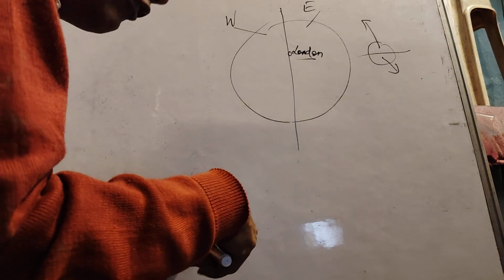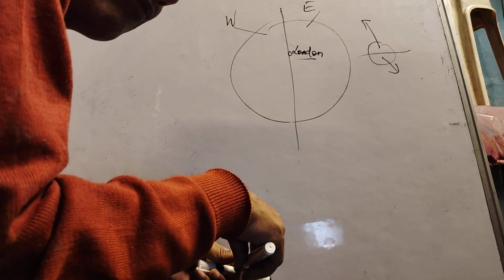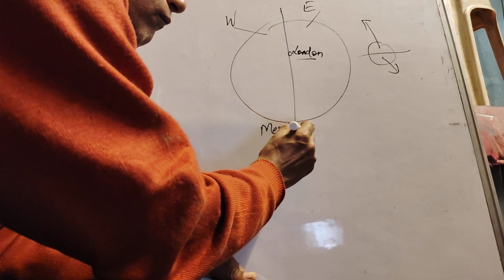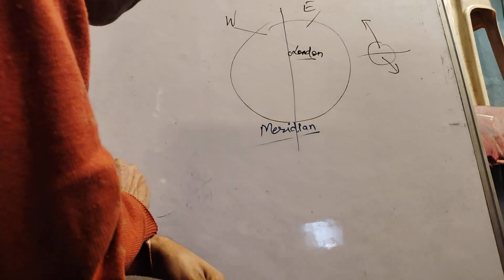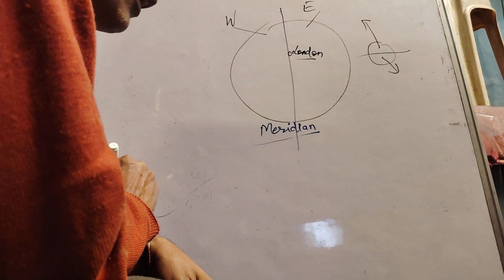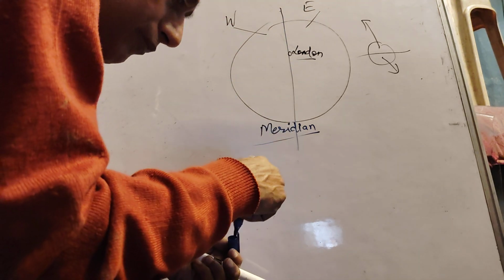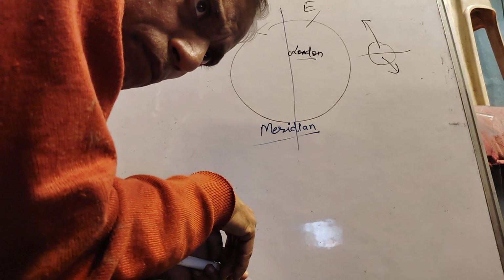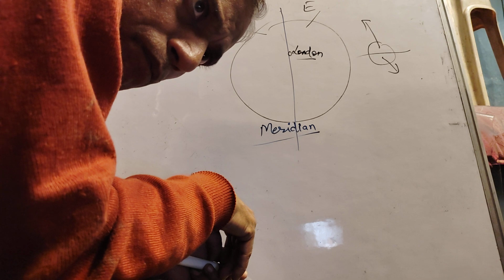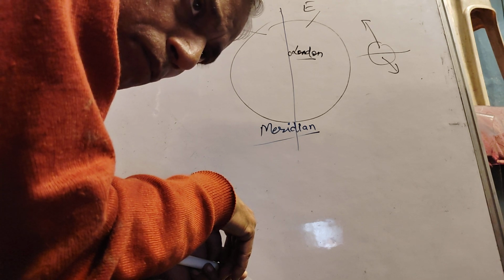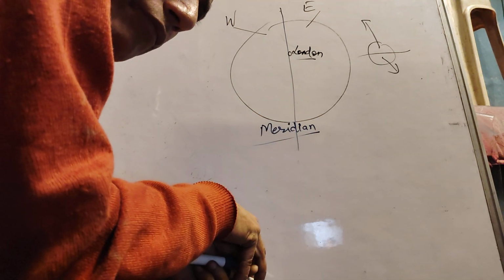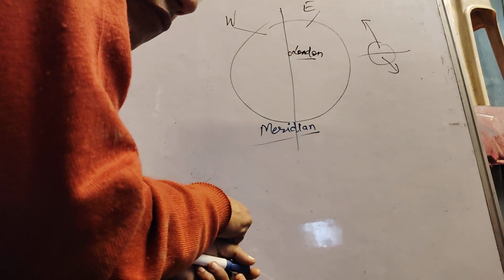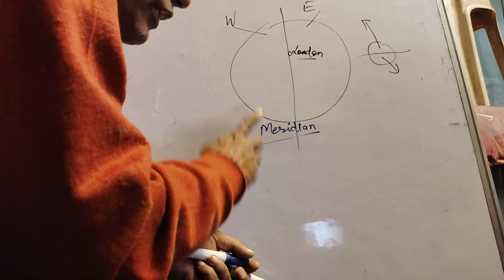So what is the name of this line? Do you know? This is called the Meridian line. And opposite to this, when you go in the horizontal direction, that is the axis line. North pole, south pole. And this line is called meridian.